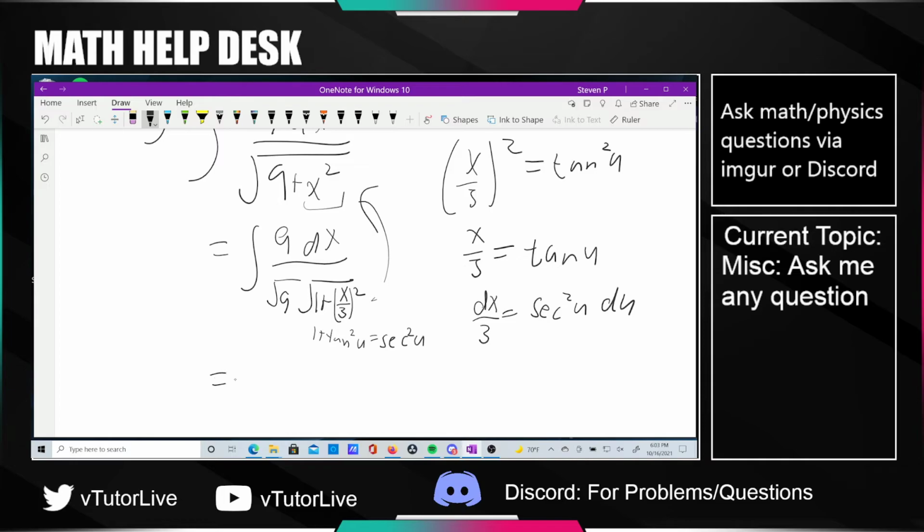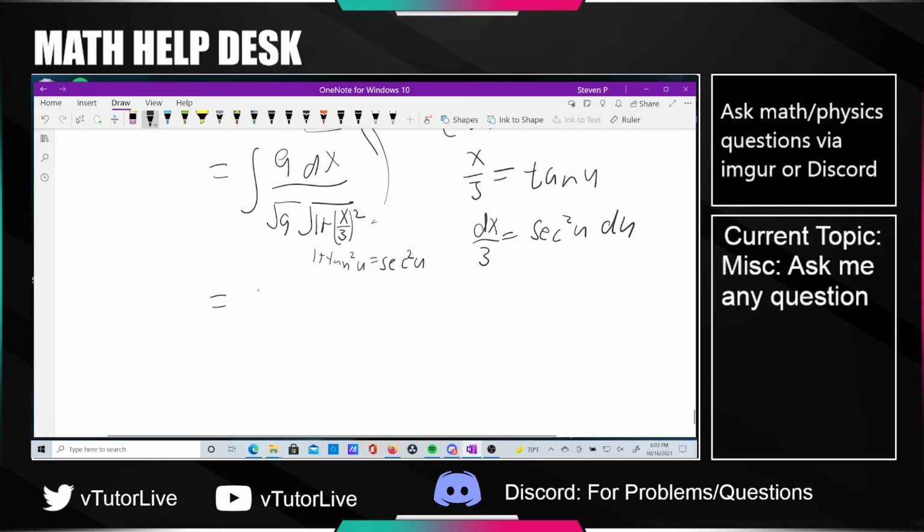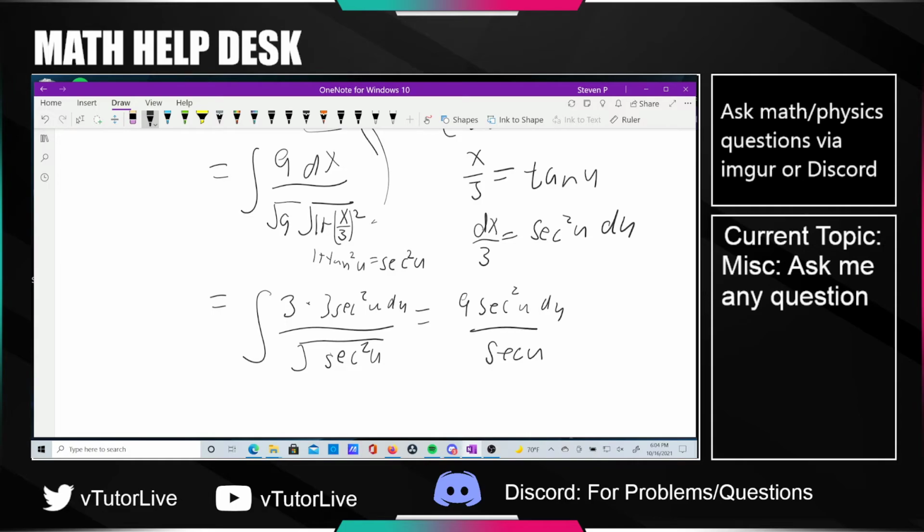So if we just plug this all in, what does this turn into? This turns into 9 over 3, which is just 9 over root 9, which is just 3. And then dx becomes times 3 secant squared of u du, divided by the square root of, well, the whole point was to get this to be secant squared, right? Okay, so this then turns into 9 secant squared u du over secant of u, which is just the integral of 9 secant of u du.